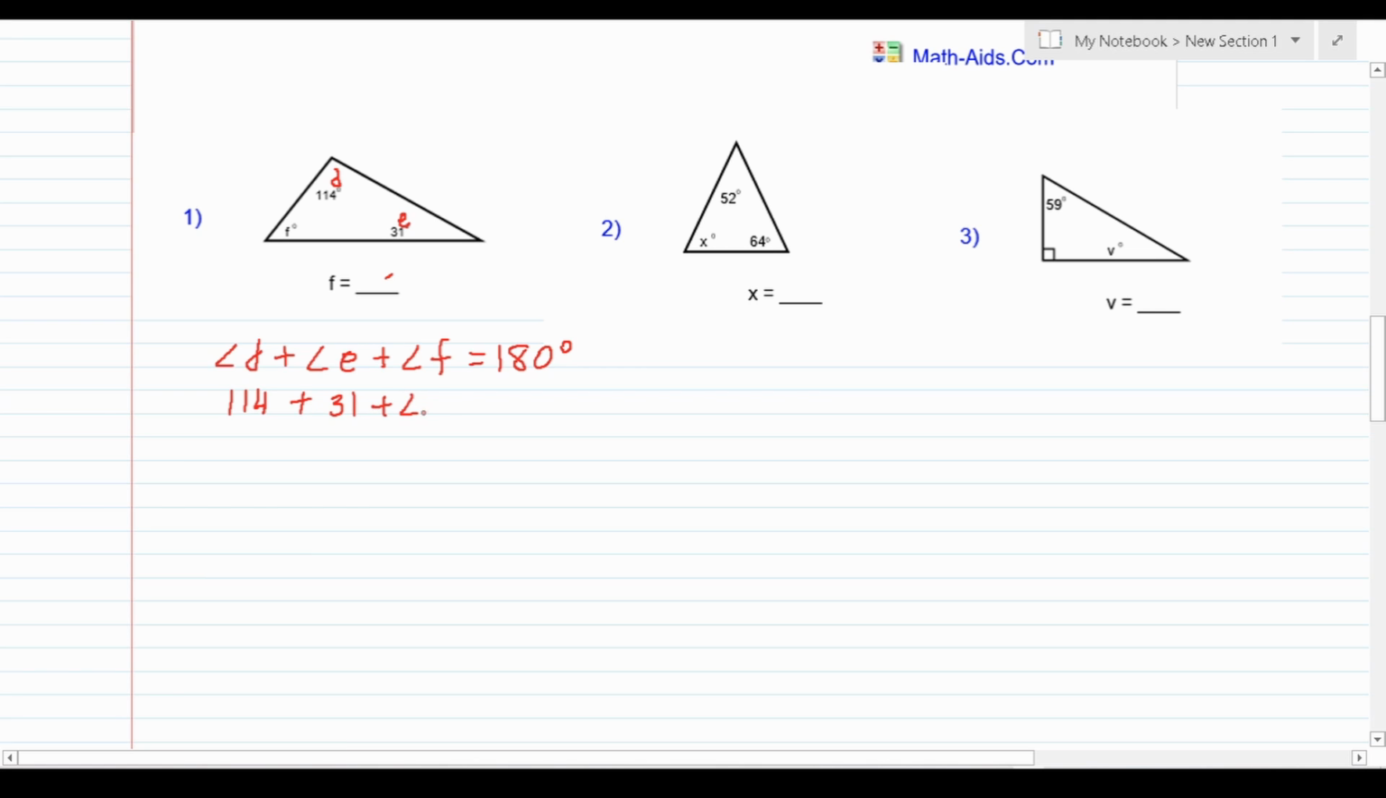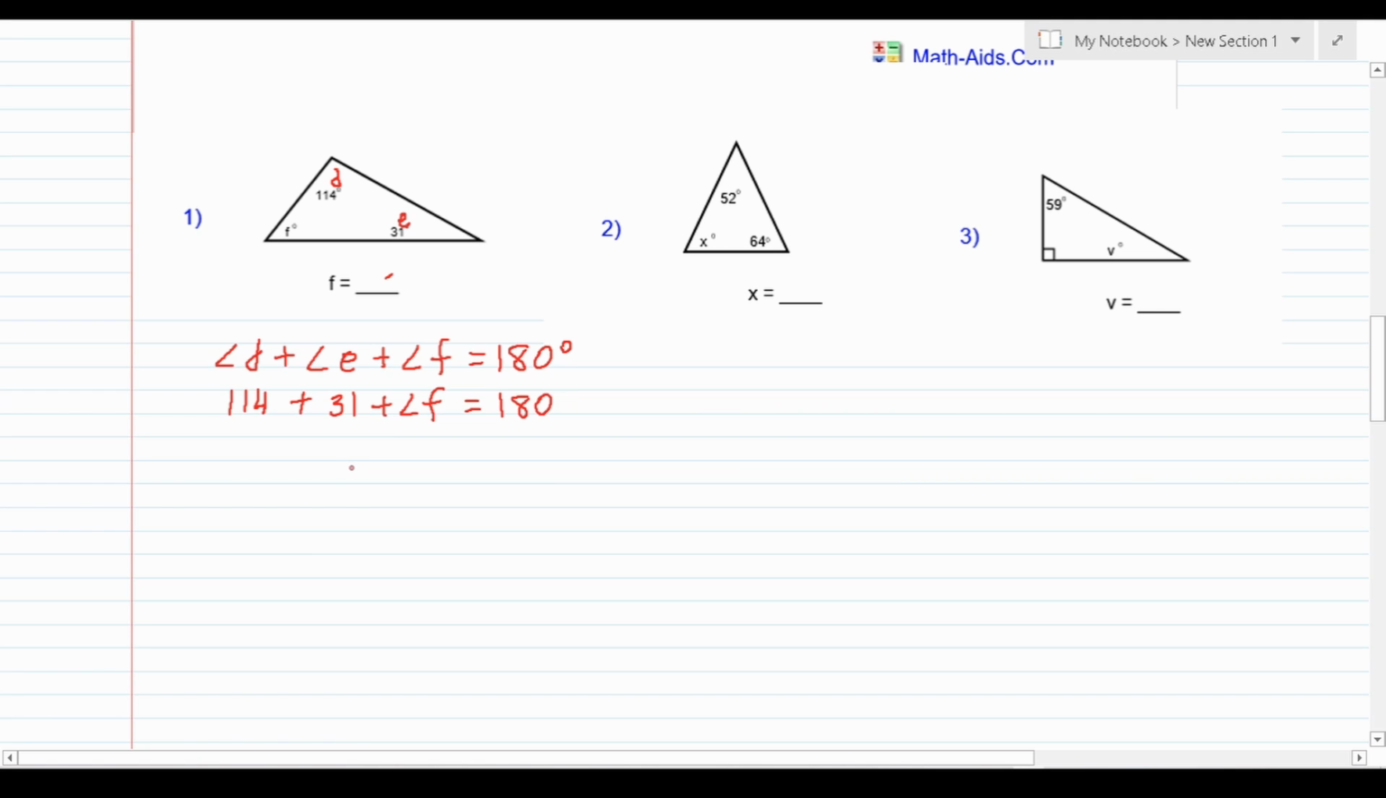Angle F is what we're trying to solve for, so we'll leave that as angle F. And again, this all equals 180 degrees. I'm going to drop off the angle symbol there as I do this arithmetic. Now the hardest part of these problems becomes doing the arithmetic. In this case, we're going to have to do some subtraction and addition. And again, there's no escaping that on the ASVAB.